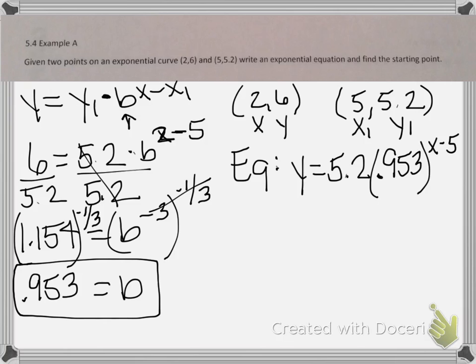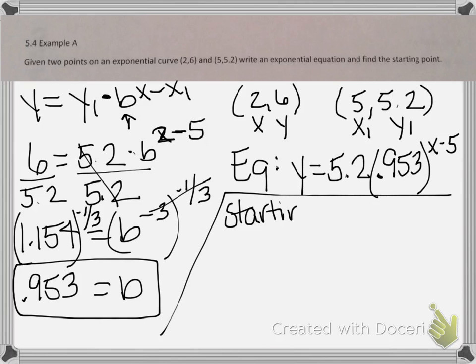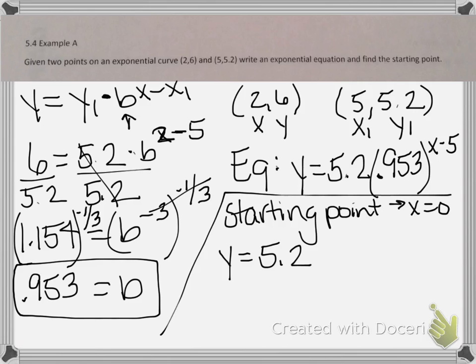To find a starting point, that would be when x is 0. So that's the second half of the question, find the starting point. So starting point is when x is equal to 0. So I'm going to use that equation that we wrote and just plug in 0 for x. So y equals 5.2 times 0.953, and then 0 minus 5.